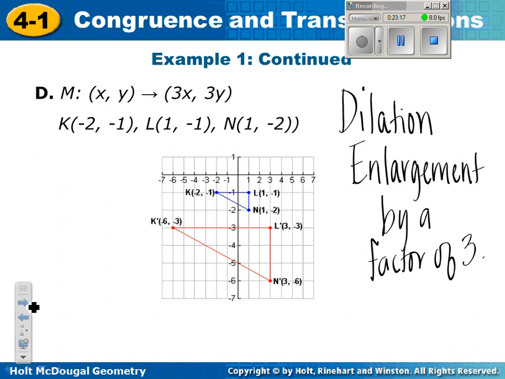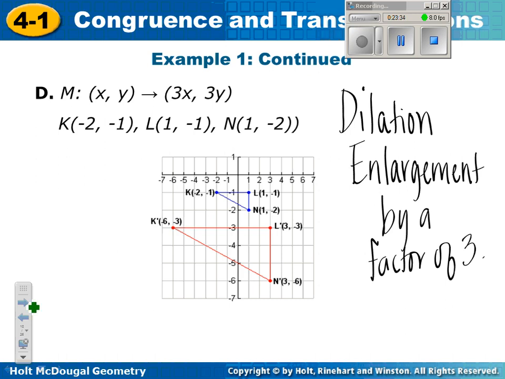If it were a reduction, you would be dividing, or they would still look at it as a multiplication. It's just that you're multiplying by a fraction less than 1. So you're dividing by 3 or multiplying by a third. Okay? So to get these coordinates, what did we do to all of these coordinates? We just multiplied them by 3.